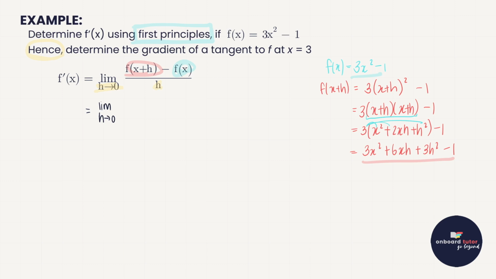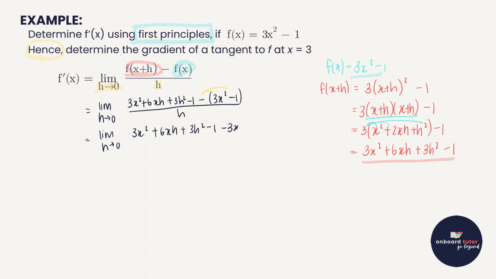Now we're going to take f of x plus h, so that we worked out there, 3x squared plus 6xh plus 3h squared minus 1, minus that whole f of x, so minus 3x squared minus 1, over h. Okay, let's multiply that minus in there. So we'll end up with limits. We still got h's in this expression. So 3x squared plus 6xh plus 3h squared minus 1 minus 3x squared plus 1 over h.